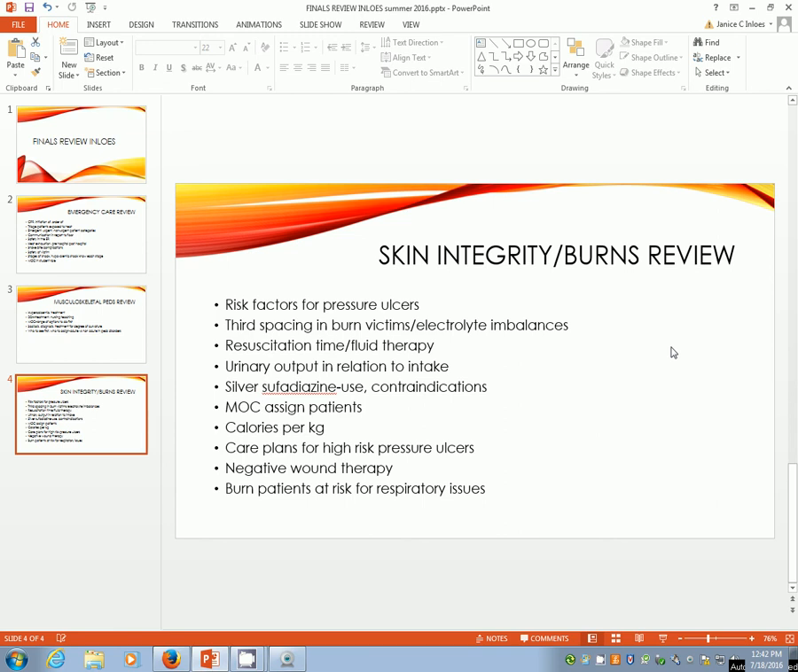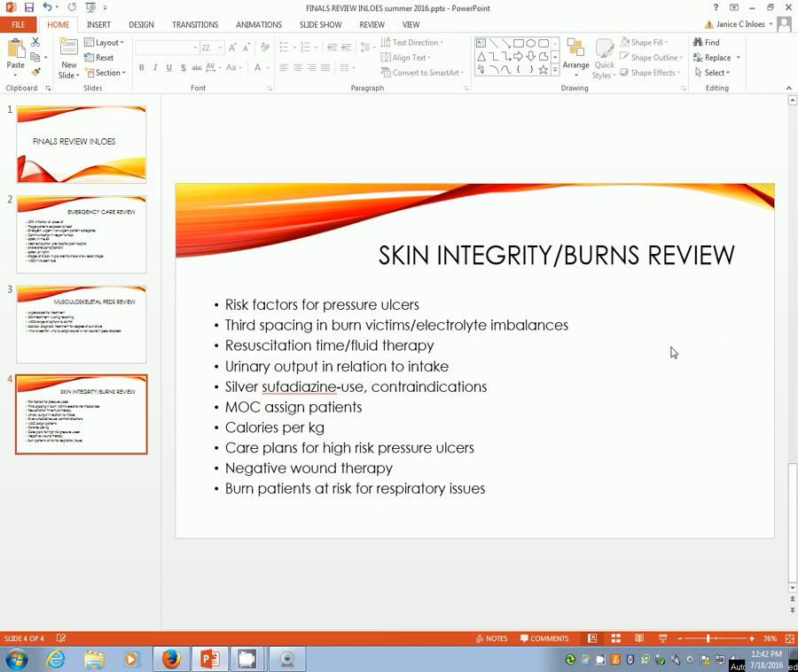Know about your urinary output in relationship to intake, and how important it is. I don't know how many times I've stressed that urinary output is one of your major assessment issues that you need to do when you are concerned about fluid shifts.